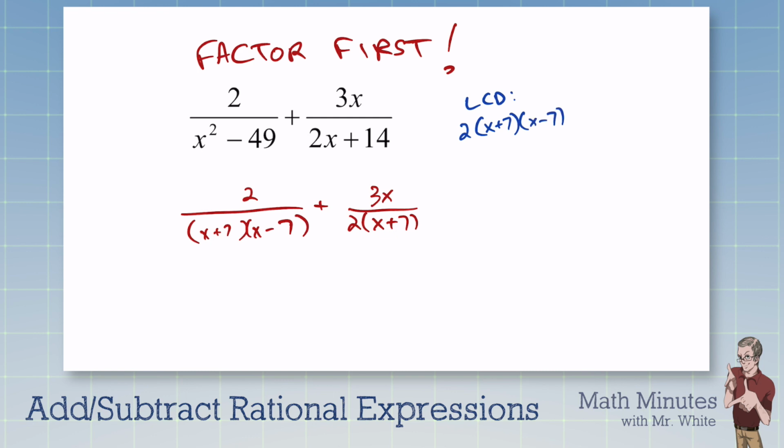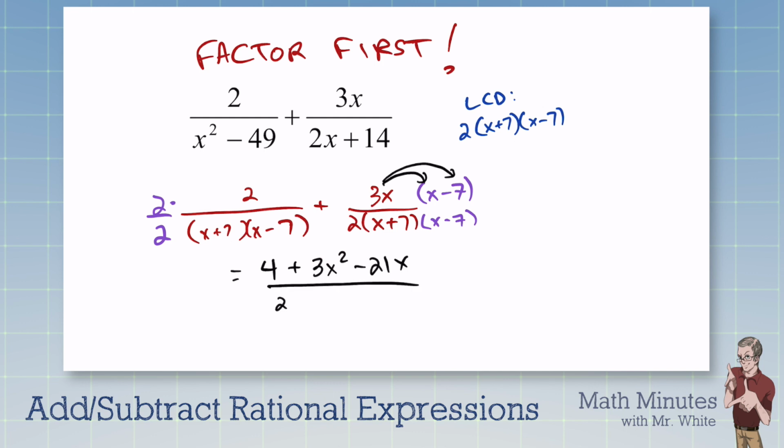So we're going to upgrade both fractions to match. So this fraction needs a 2. Remember we said it was missing the 2, whereas this one needs an x minus 7. That's the way I think about this, just introducing and upgrading each fraction so they all match. All right, so now we can go ahead and get 4 plus, I'm going to go ahead and do the distributive property here while I'm at it. This is 3x squared minus 21x all over the common denominator.